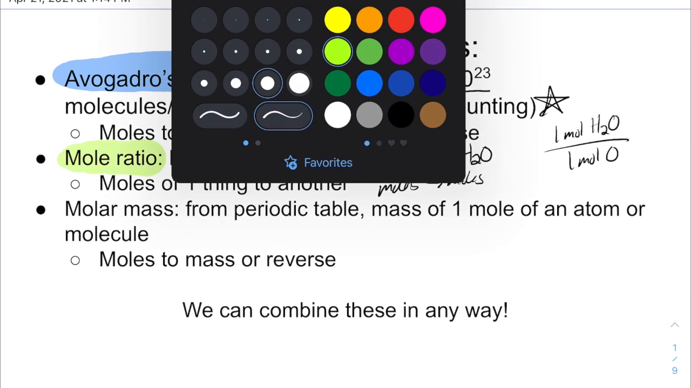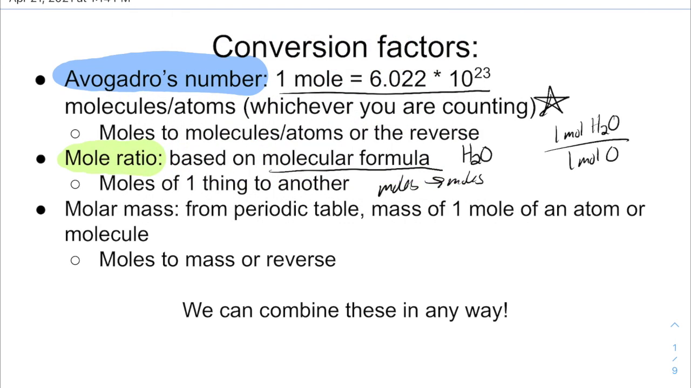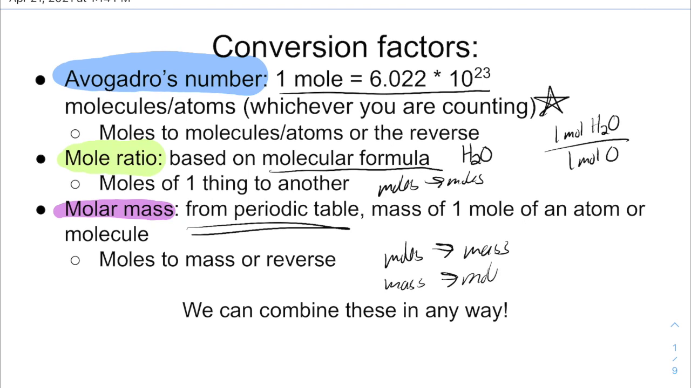The third type of conversion factor that we took a look at was using molar mass. So this comes from the periodic table. And this is the mass of 1 mole of an atom or molecule. This can take us from moles to mass or from mass to moles. We can combine these 3 conversion factors in any way. We can do 1-step, 2-step, we could even do 3-step problems if we wanted to. So we are going to take a look through some of these examples.